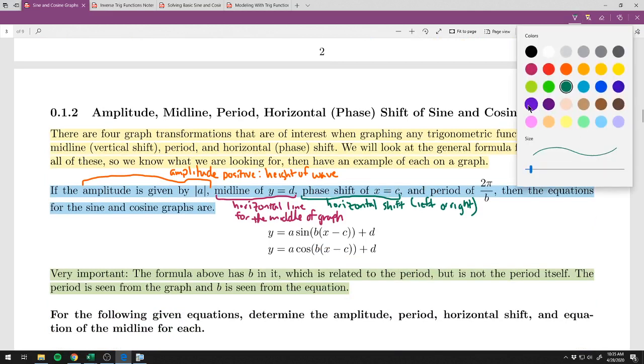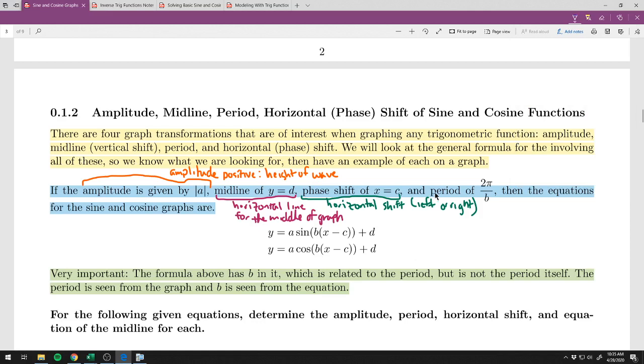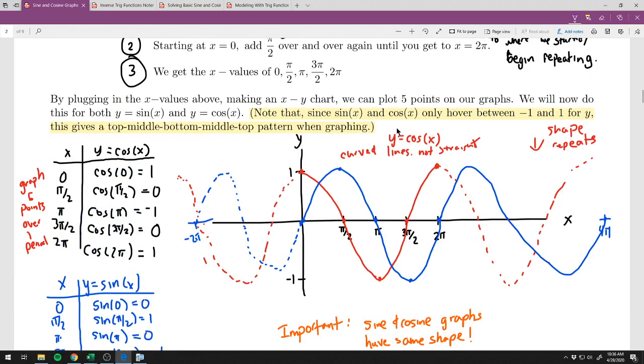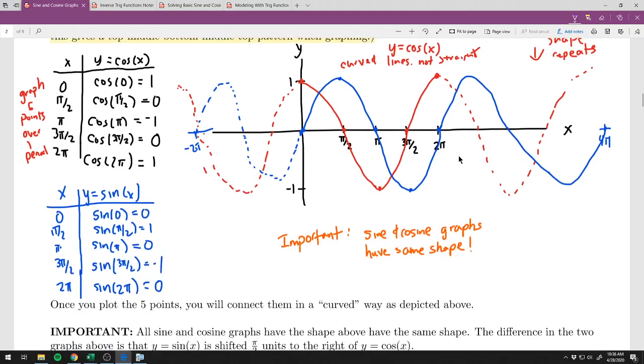The last thing that tends to give the most trouble is what the period is, because the period is not in the equation. The period is 2 pi over the number multiplying x. The number that we represent that with is b. The reason why it's 2 pi over something is because the basic period is 2 pi. These have a period of 2 pi. And here the b is 1 because we're multiplying x by 1. So the period's 2 pi over 1, which is 2 pi.